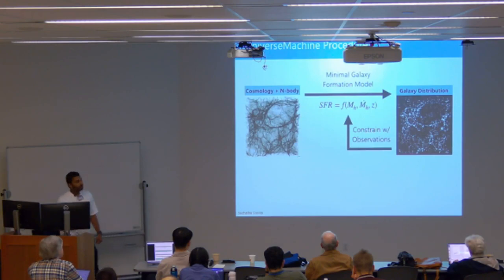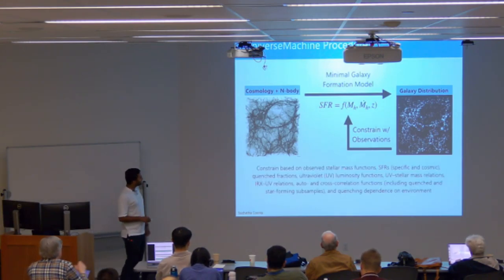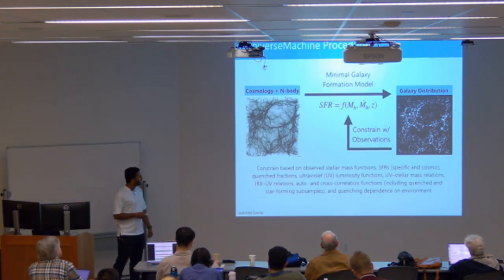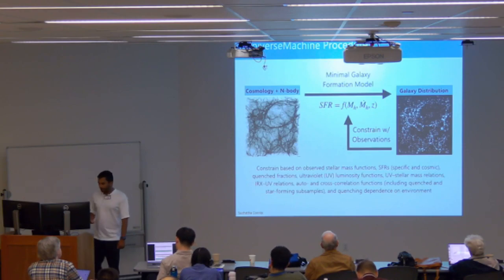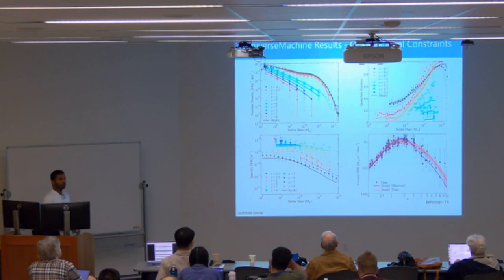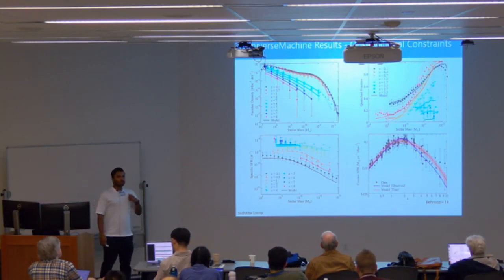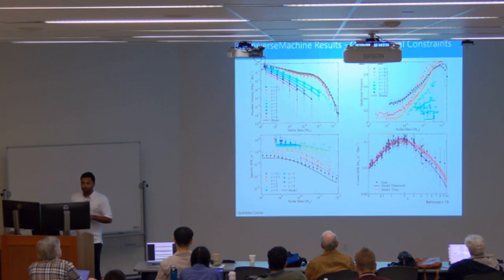And how do you constrain this star formation rate function? You match these observations, like the stellar mass function, rates, correlation functions, and so on. And so it works well. It's been great. It's been very successful. But I'm going to convince you that we need a new version.